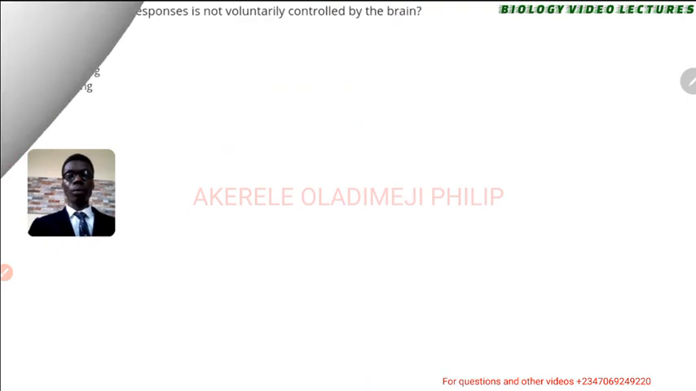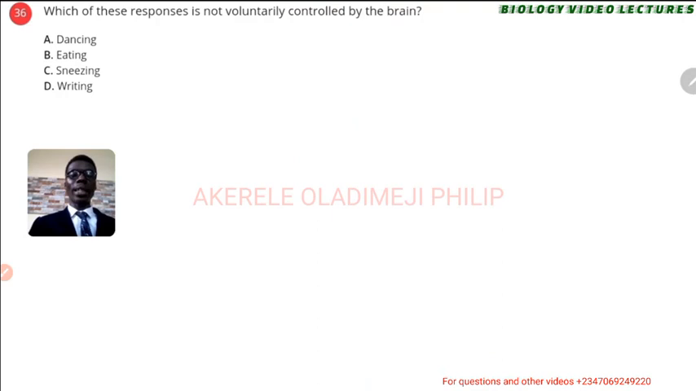Which of the following responses is not voluntarily controlled by the brain? That's, you're not thinking about it before doing it. That should be sneezing. Sneezing is a reflex. The answer is C. Sneezing is a reflex. When you have an irritant along your nostrils, you're going to sneeze it out. You don't have to think about it, so it's not voluntary.